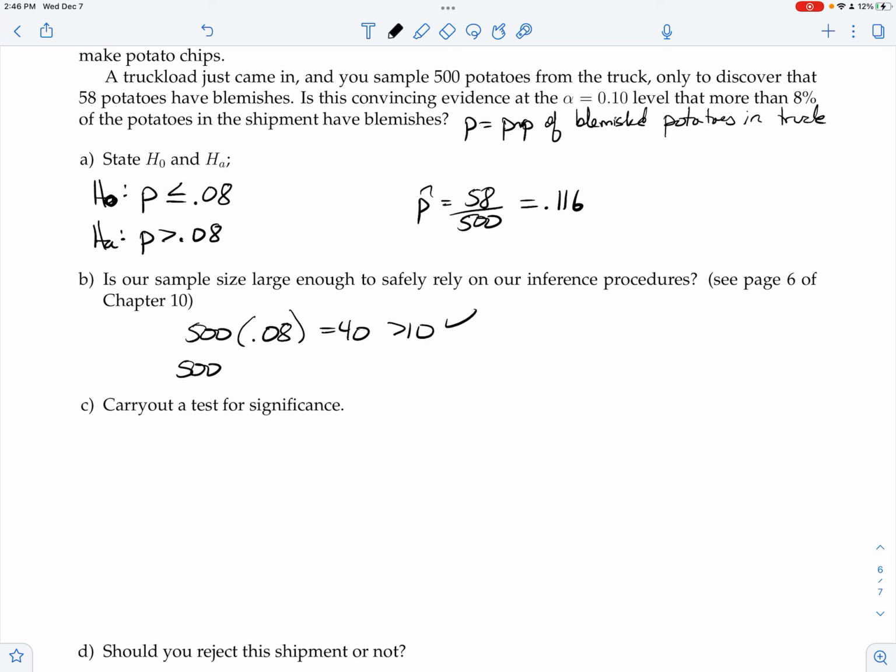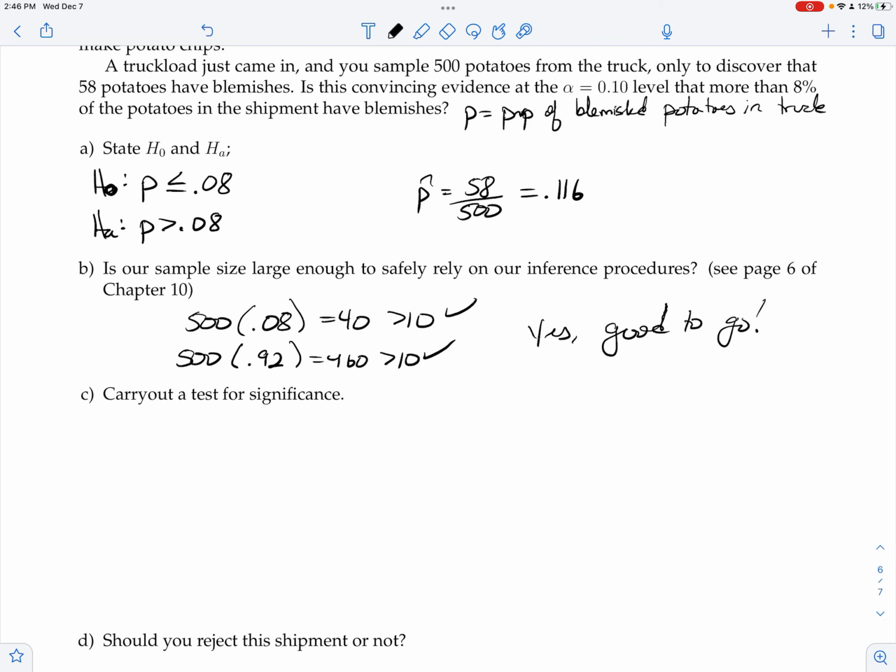You don't actually have to do the other side. If 0.08 worked, 1 minus that is also going to be bigger than 10 because it's a lot bigger. But you can actually check it if you want. You get 460 and that's greater than 10 too. So we can say, yes, we are good to go.